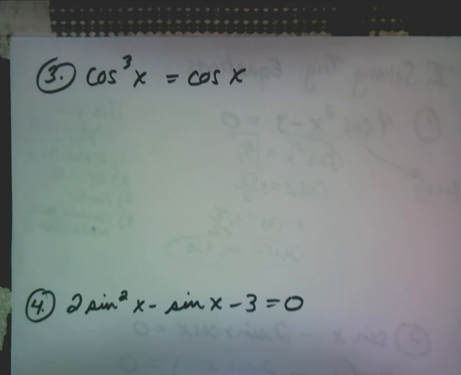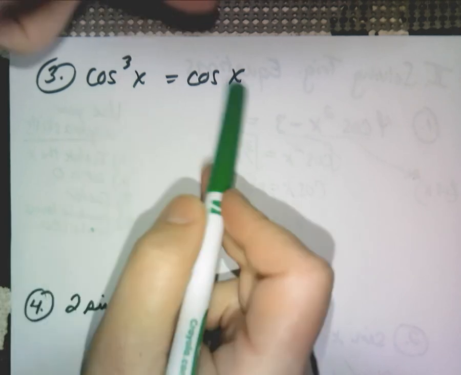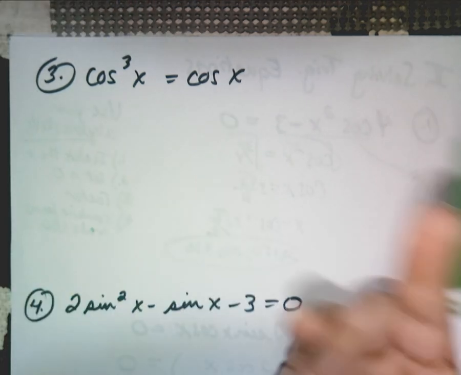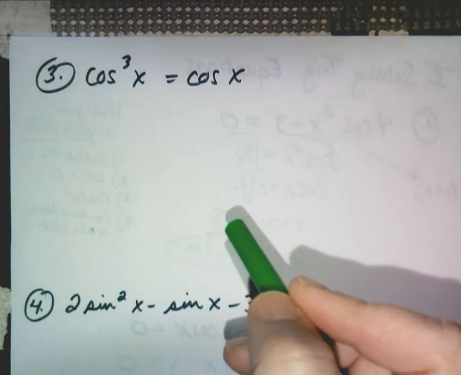The problem that my students still have with this is they want to divide by cosine. They're like, can I divide by cosine? Then it equals 1. And then, no, you cannot. If you do that, you're missing a problem. You're missing an actual answer.